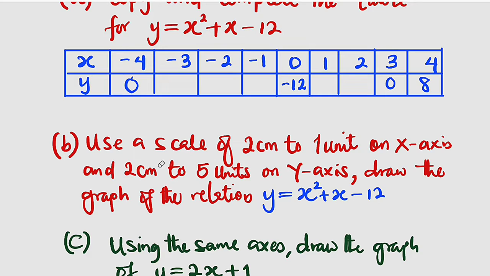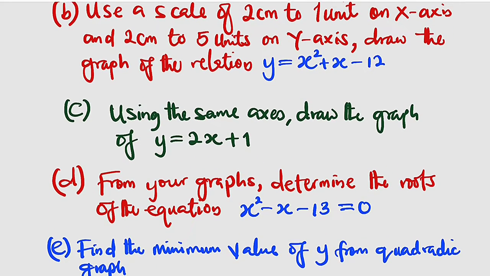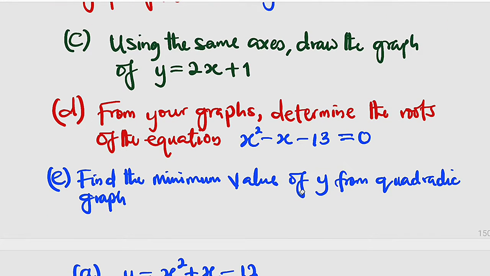Then the B part, we are asked to use a scale of 2 centimeters to represent 1 unit on x-axis and 2 centimeters to represent 5 units on y-axis to construct the graph of this relationship, y equal to x squared plus x minus 12. Then the C part, using the same axis, draw a graph of y equal to 2x plus 1. Then the D part, from your graphs, determine the roots of the quadratic equation x squared minus x minus 13 equal to 0. And lastly, we are asked to find the minimum value of y from the quadratic graph.